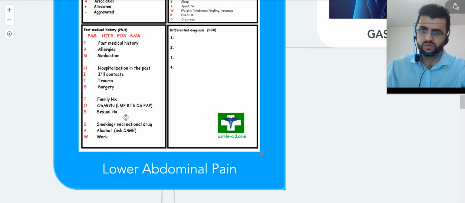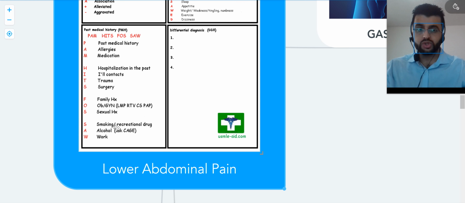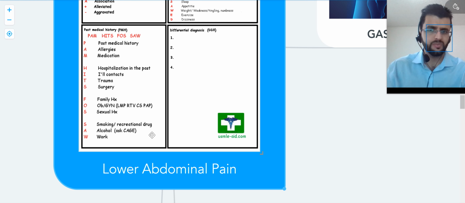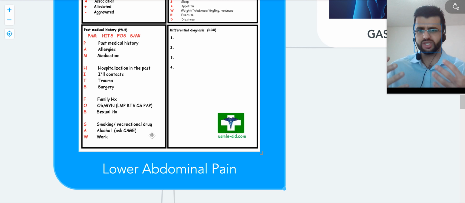So, sexual history. Okay, are you currently sexually active? How many sexual partners have you had in the past 2 years or so? Do you use condoms or not? S, smoking or recreational drugs. Social, that's what I call it. Do you smoke or use any recreational drugs? Recreational drugs is a better way to ask it, not illicit drugs or something like that.